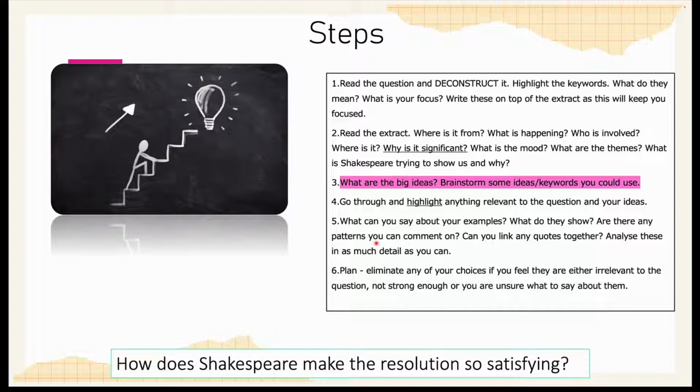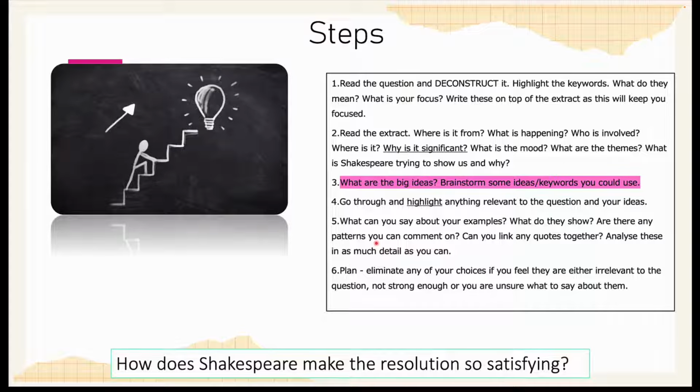So then we go to step 3. What are the big ideas? So you want to brainstorm some keywords, some ideas that you can use. Because what really you want to do is you want to have that initial brainstorm, because that brainstorm is then going to guide you as you then start to highlight. There's no point just going through ad hoc highlighting anything that you think is nice. You really want to be focused at this point. So you keep that question in your head.